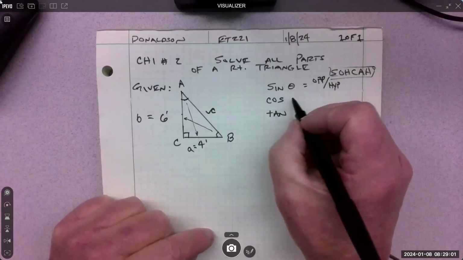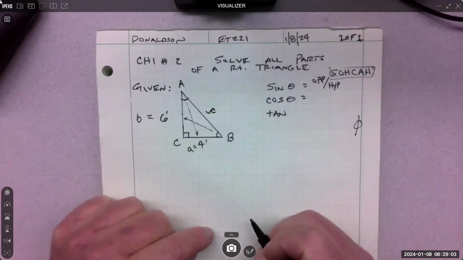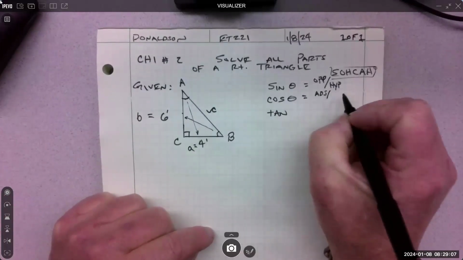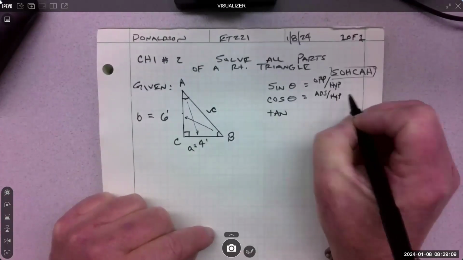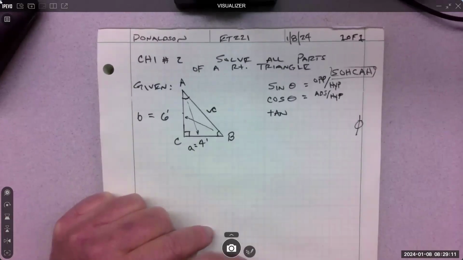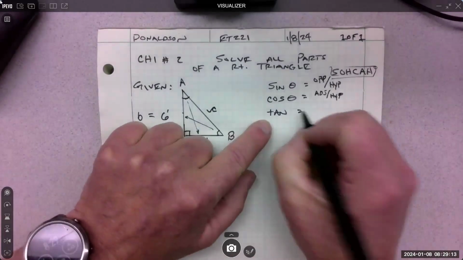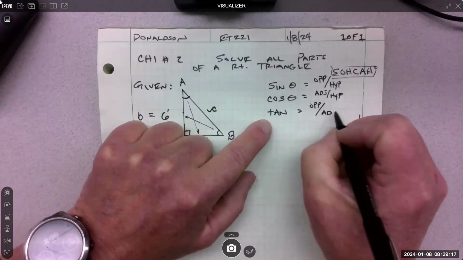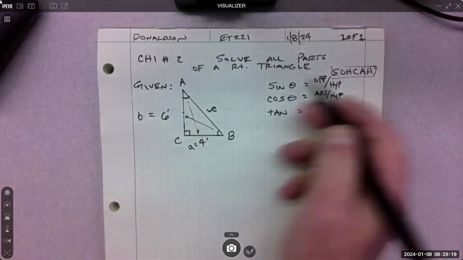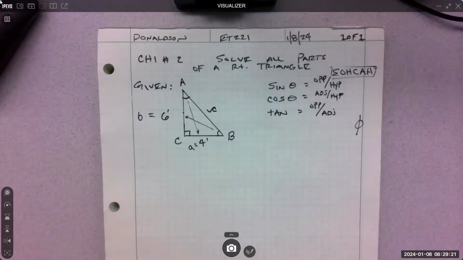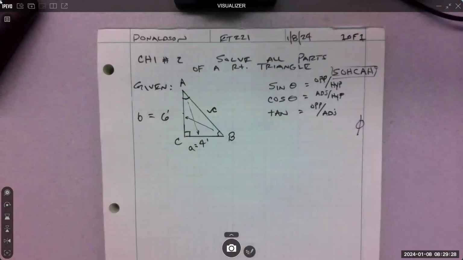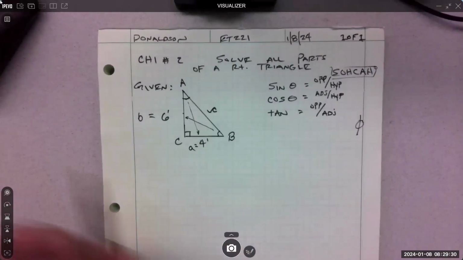All right, good. And then this one is what? Cosine. Adjacent over hypotenuse. I didn't use an HYP as hypotenuse. And then what's tangent? Opposite over adjacent. Okay. This is like the key to life, in case you were wondering. Maybe you've been going to church, but that's not it. It's this. All right.